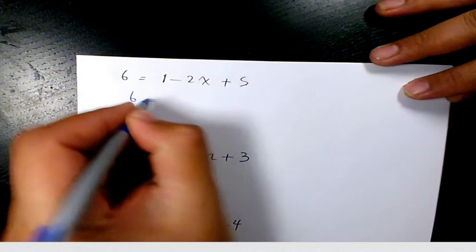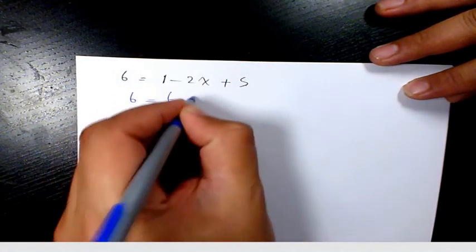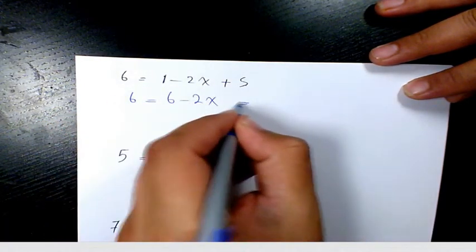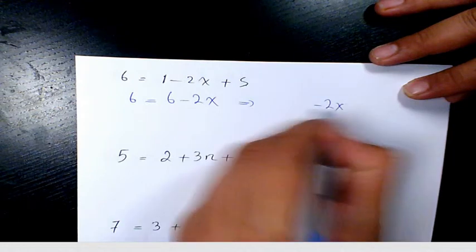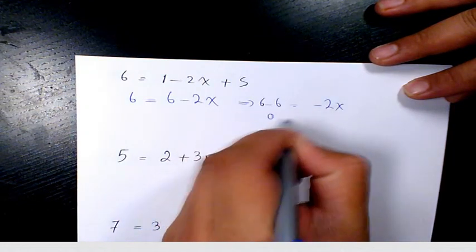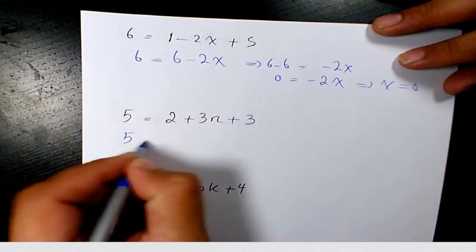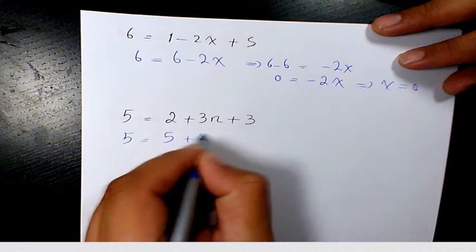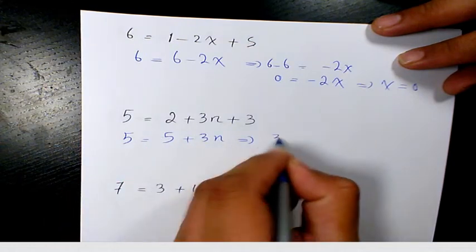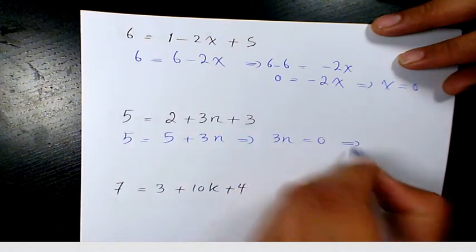6 equals 1 plus 5 is 6 minus 2x. So it means that negative 2x equals 6 minus 6, which is 0. So negative 2x is 0. It means that x equals 0. This one, 5 equals 2 plus 3 is 5 plus 3n. It means that 3n is 0. So since 3n is 0, it means that n is 0.